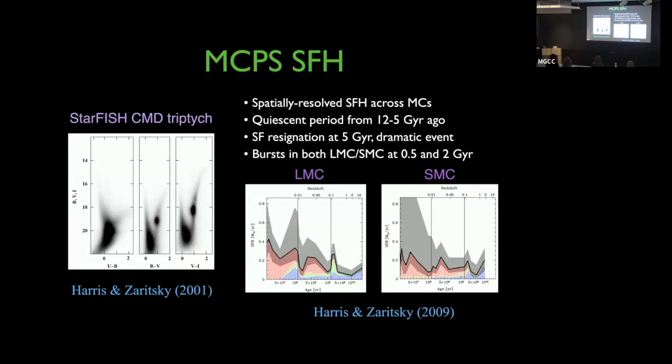They found that between about 12 to 5 gigayears ago, there was a quiescent period. And then more recently, there was a dramatic event that restarted star formation, and they also saw bursts, particularly at 0.5 and 2 gigayears ago.